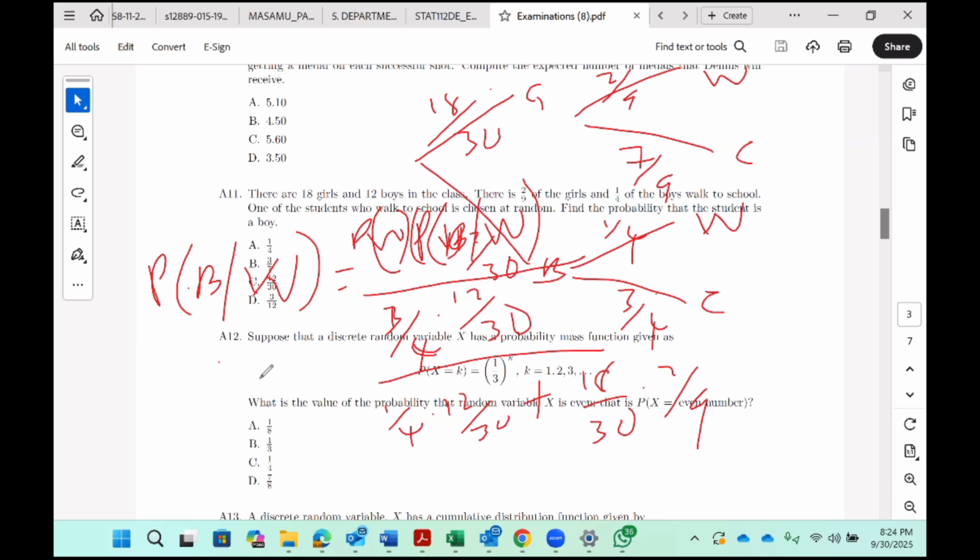So multiply 1 over 4 times 12 over 30 divided by 1 over 4 times 12 over 30 plus 18 over 30 times 2 over 9. That will give us our probability for that. So what would be the answer? Can you calculate that and give me the answer here?